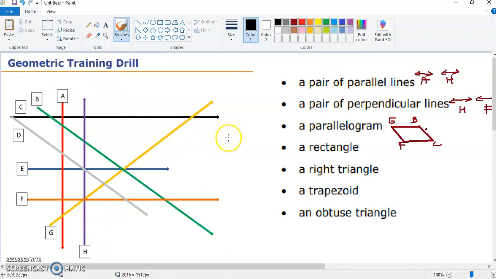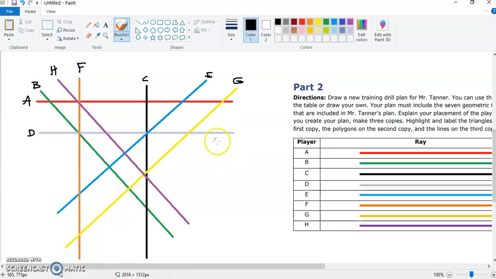If I'm looking for a trapezoid, a rectangle, or a parallelogram, my parallelogram is here. I have the blue, the gray, the yellow, and the red. That's a parallelogram. Rectangle could be the orange, the gray, the black, and the red. Trapezoid, I thought I saw one in here. Where's my trapezoid? Oh, I could do the blue, the purple, the yellow, and the gray. That's a trapezoid right there. And then I have parallel lines all over the place, and I have perpendicular lines too.